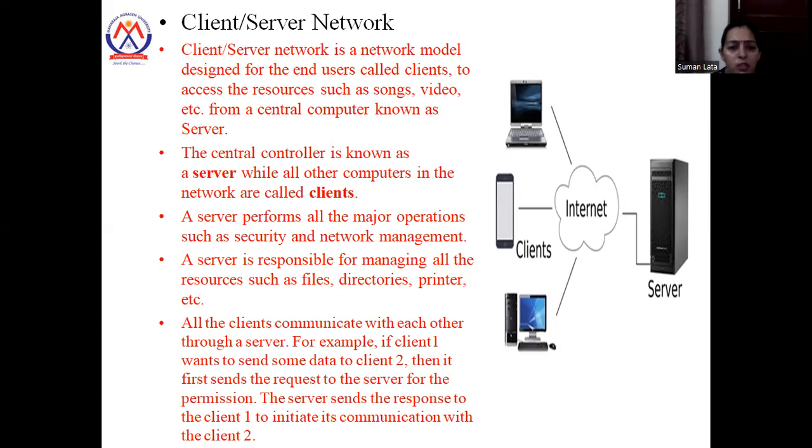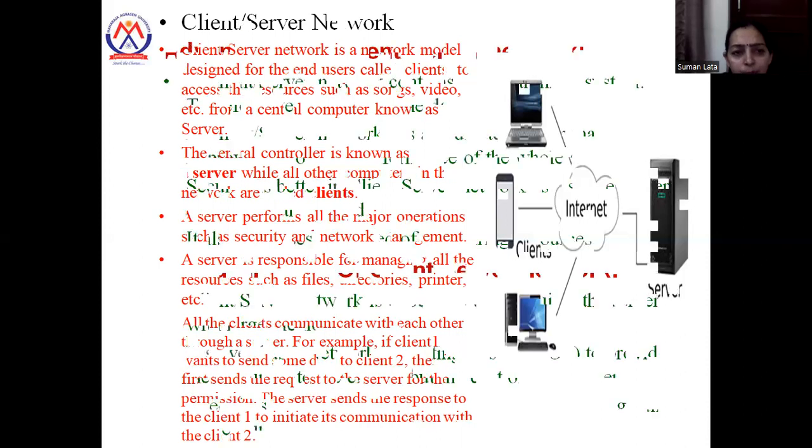And server is also used for backup purpose. A server is responsible for managing all the resources such as files, directories, printers, etc. All the clients communicate with each other through a server. For example, if client 1 wants to send some data to client 2, then it first sends the request to the server for the permission. The server sends the response to the client 1 to initiate its communication with the client 2.